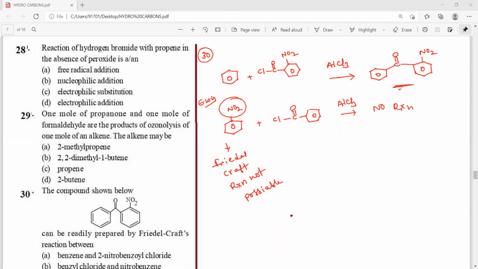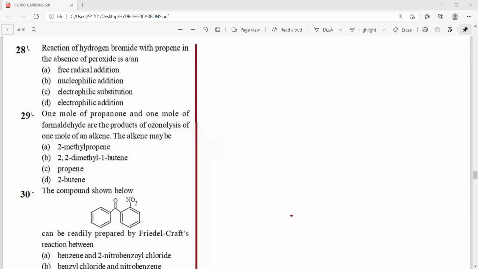So you want this product. The suitable reactants are benzene and 2-nitrobenzoyl chloride. Benzene and 2-nitrobenzoyl chloride are the reactants, and they produce this product. So the answer is benzene and 2-nitrobenzoyl chloride, which means the first option is correct. Okay, students? Yes. And let's go for the next question.